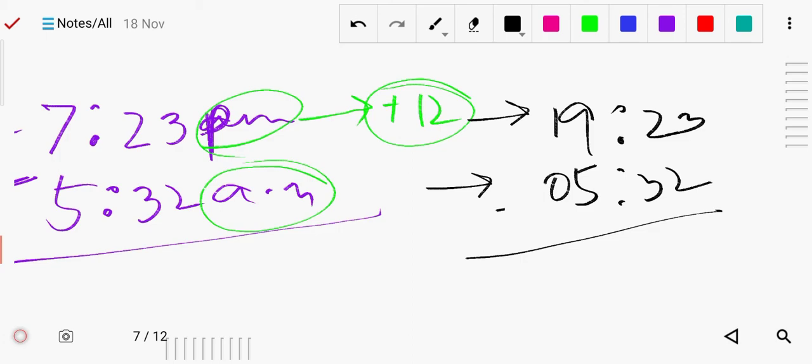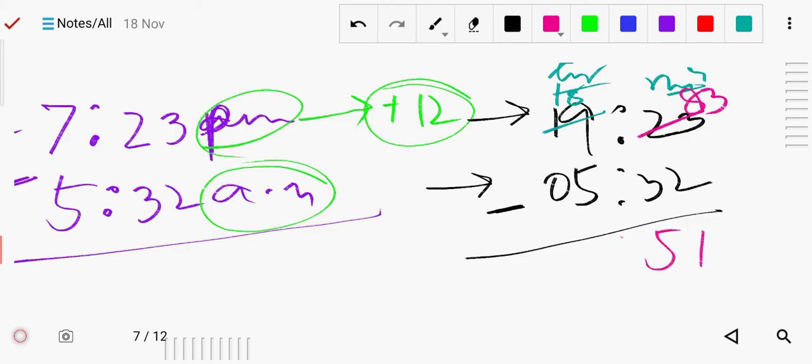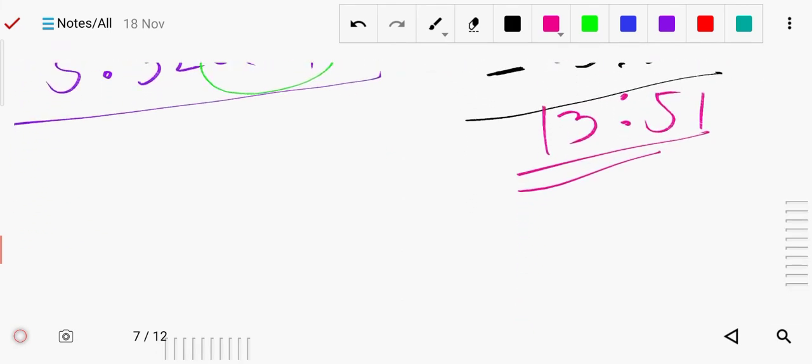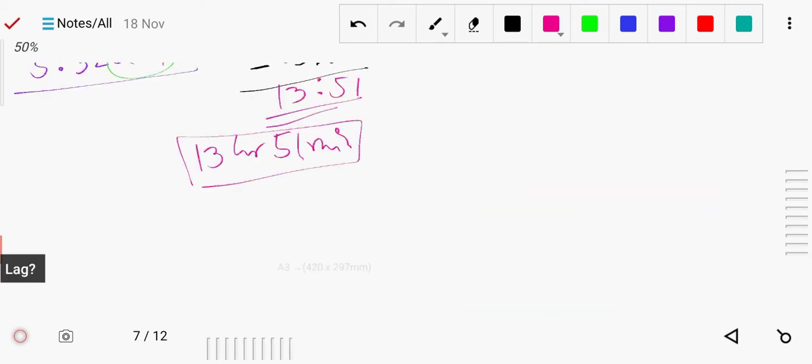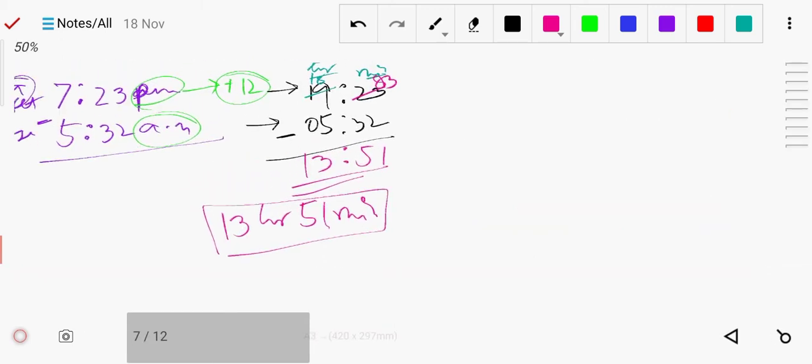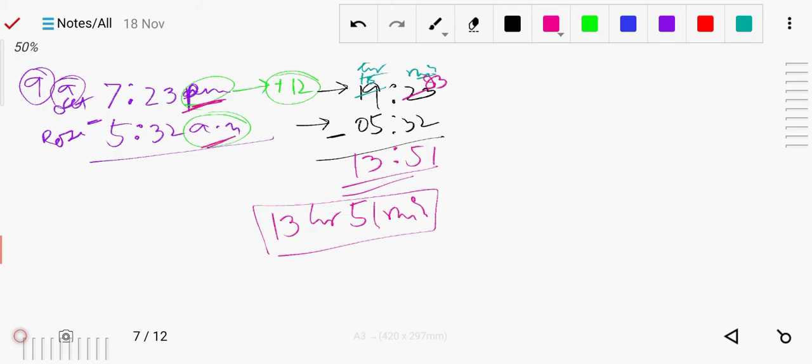Now you can subtract these two. This is your hour part, this is your minute part. So now you will take the hour as 18. Okay, so here will be 60 plus 23, so it will be 83. Now subtract 83 minus 32, so it will be 51. Now 18 minus 5 is 13. So what is the duration? The duration is 13 hours 51 minutes. Okay, the same thing: this is the PM part, this is AM, so PM we change by adding 12, and now we got the answer.